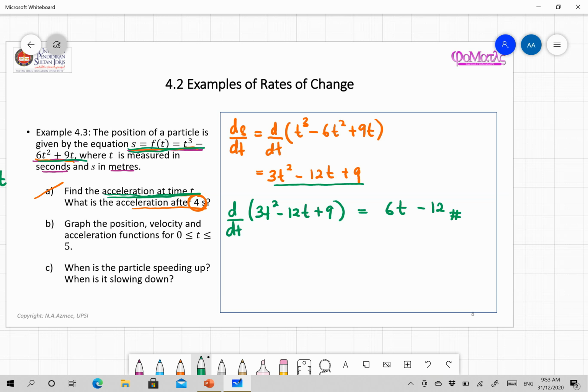Acceleration at time t is equal to 6t minus 12, and therefore acceleration after 4 seconds is going to be equal to 6 times 4 minus 12, and this is just equal to 12, and the unit is going to be meter per second.